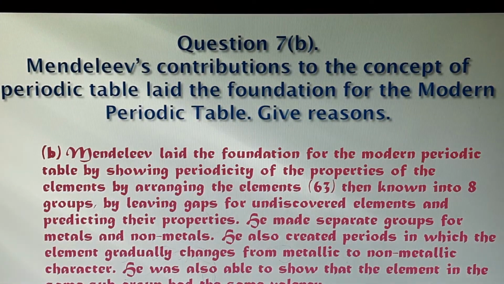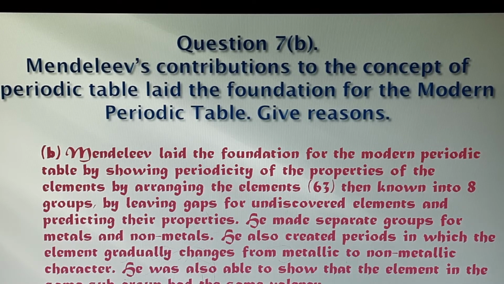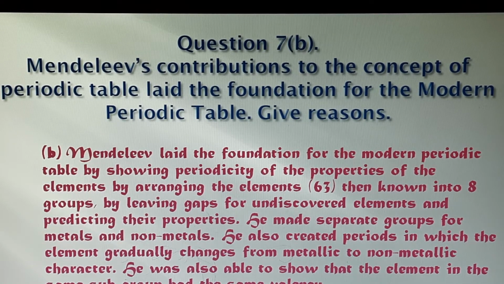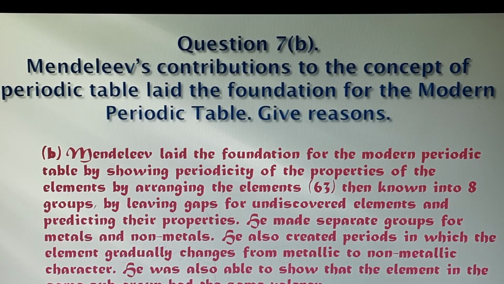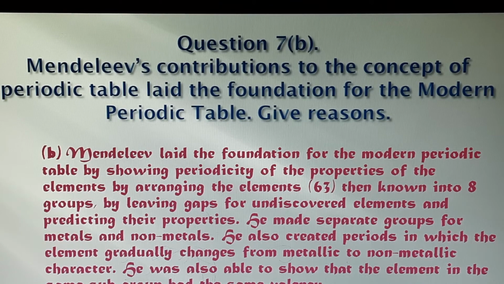7b. Mendeleev's contributions to the concept of the periodic table laid the foundation for the modern periodic table. Give reason. Mendeleev laid the foundation for the modern periodic table by showing periodicity of the properties of the elements, by arranging the elements, that is 63 then known, into 8 groups by leaving gaps for undiscovered elements and predicting their properties. He made separate groups for metals and non-metals, and he also created periods in which the element gradually changes from metallic to non-metallic character. So he was able to show the elements in the same group had the same valency.